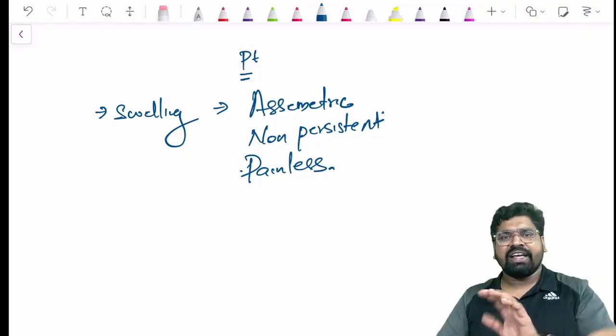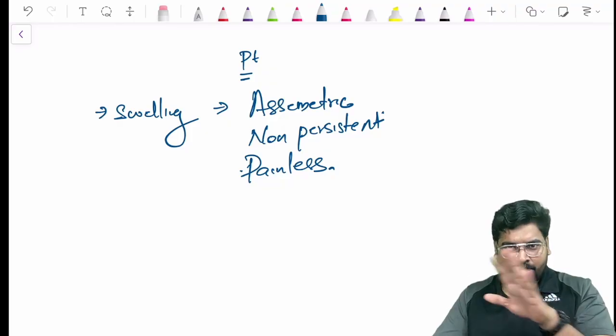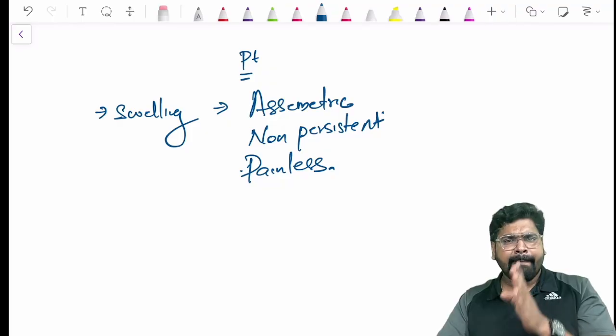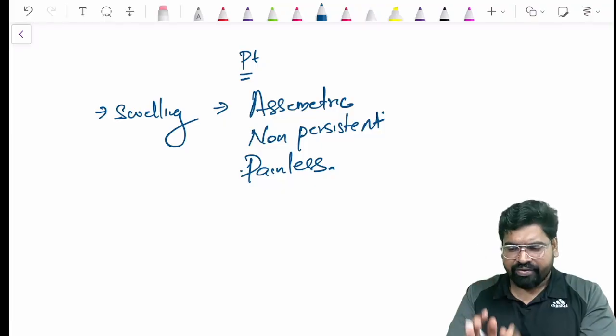So this is the first thing. Seeing the patient, you are going to have a clue. There is asymmetric, non-persistent, painless swelling of the salivary gland. You have seen that.